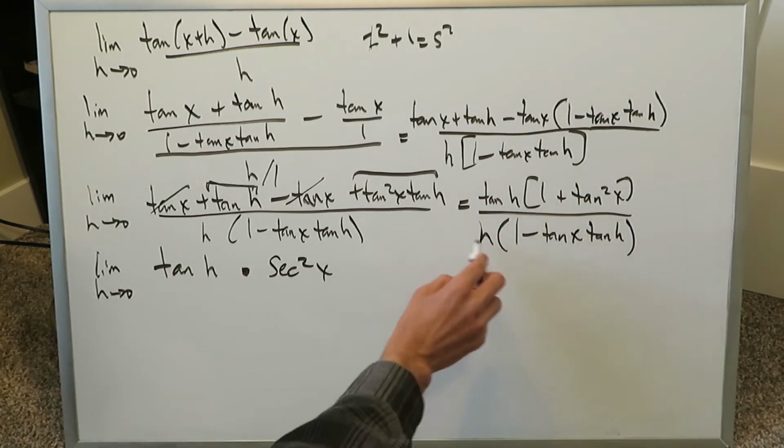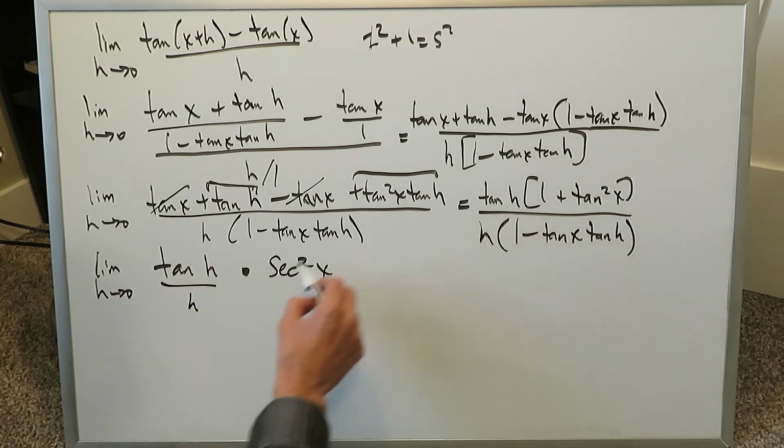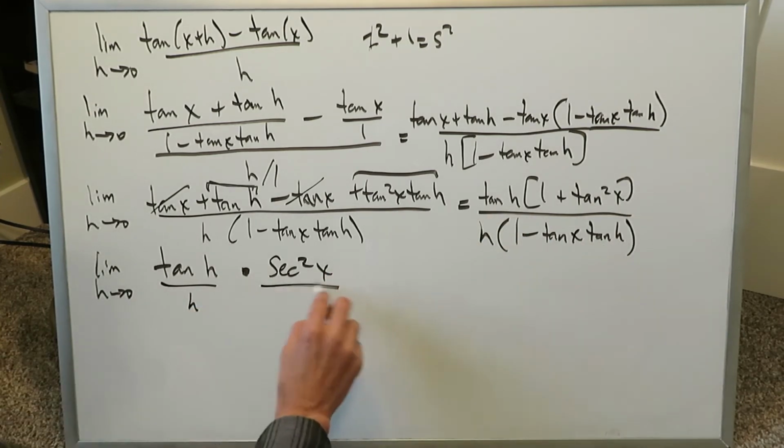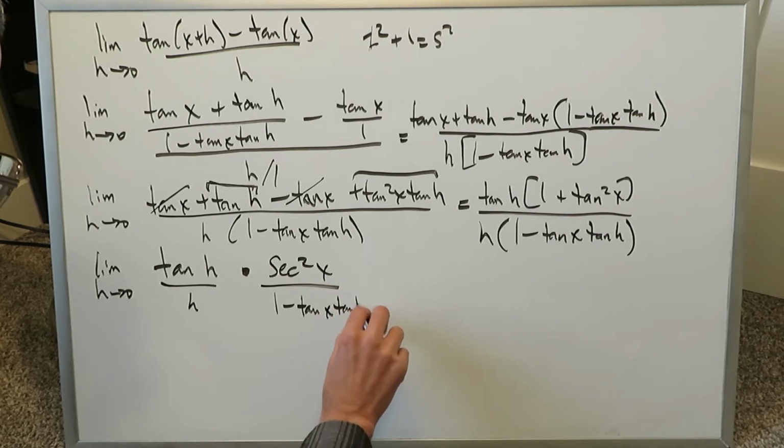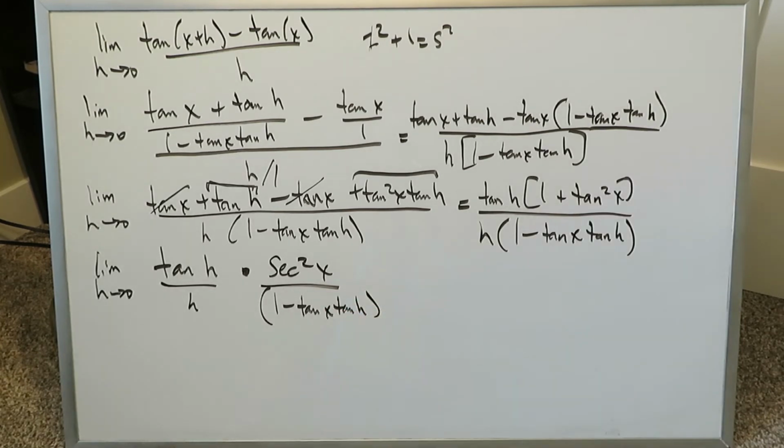Now, under this tan h, I'm bringing this h. Under this secant square x, I'm bringing all of this: 1 minus tan x tan h. All right, now look what we do over here.